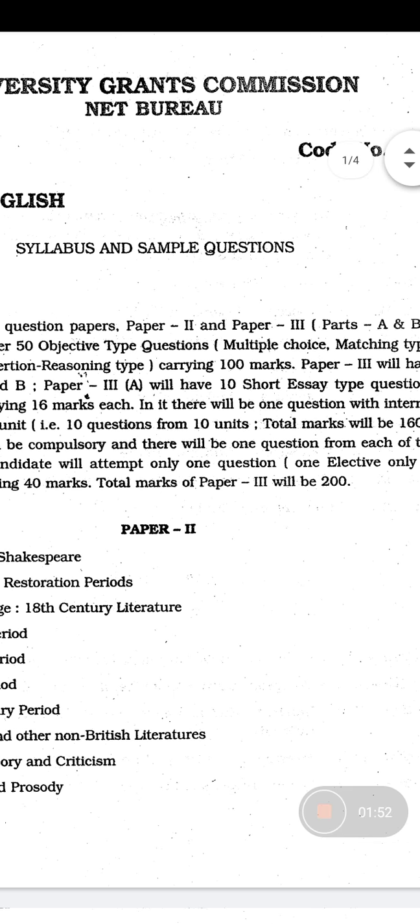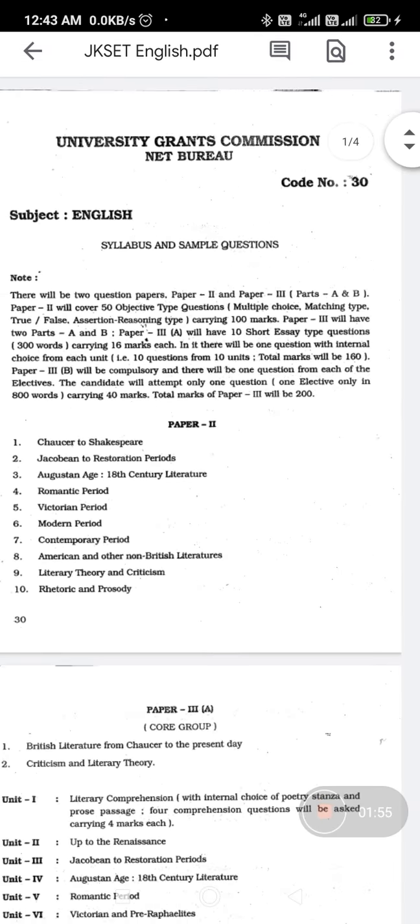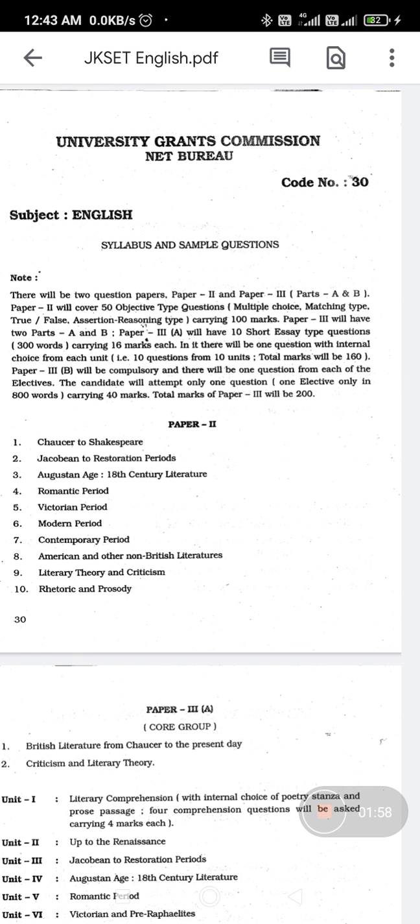And in Paper 3 there will be two parts, A and B. Paper 3A will have 10 short essay type questions. We have to write the essay in 300 words, carrying 16 marks for each. There will be one question with internal choice, meaning there will be a choice between the questions.